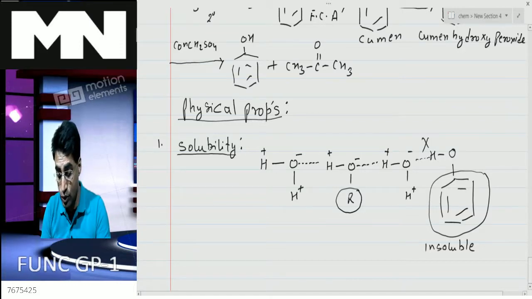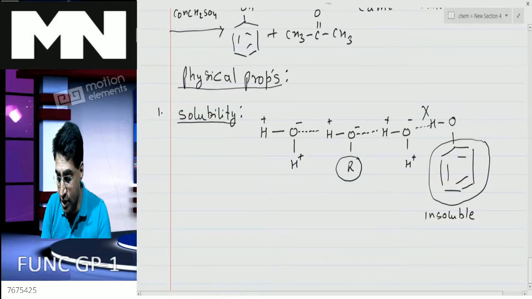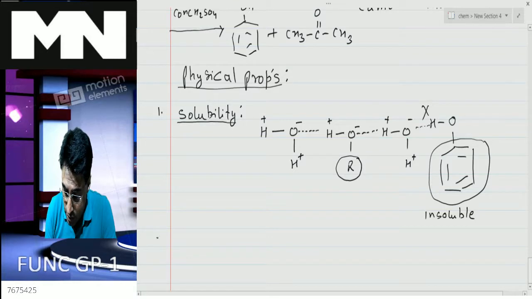So here we are considering them as insoluble in water. After solubility, we'll talk about their boiling point.